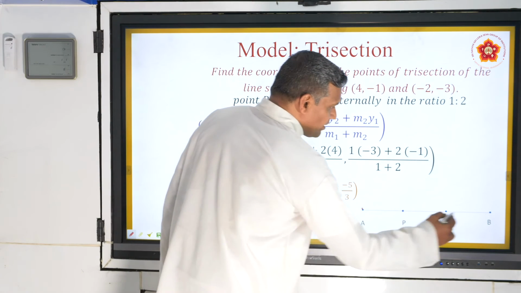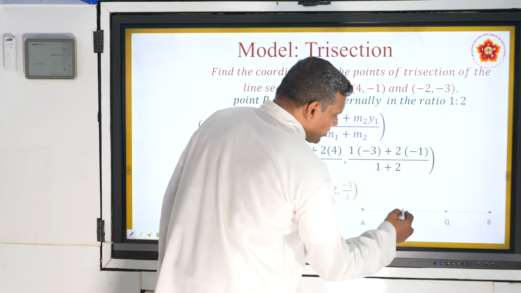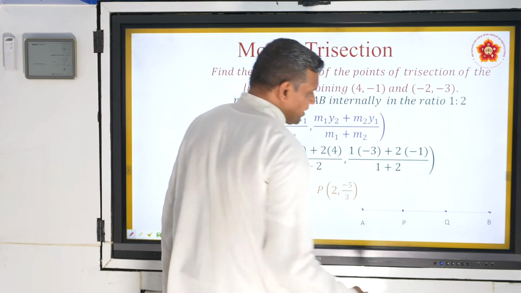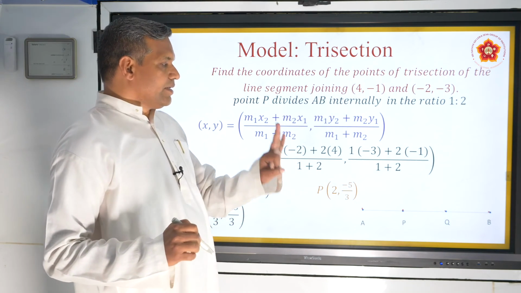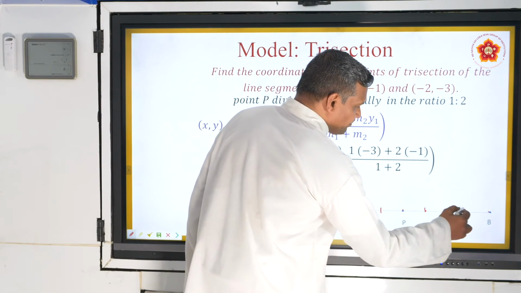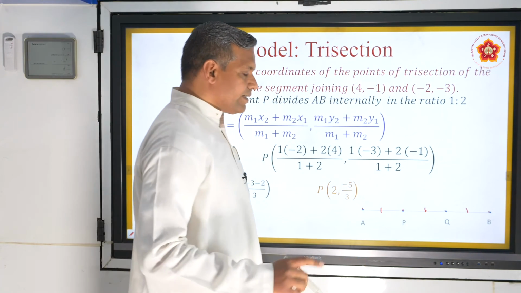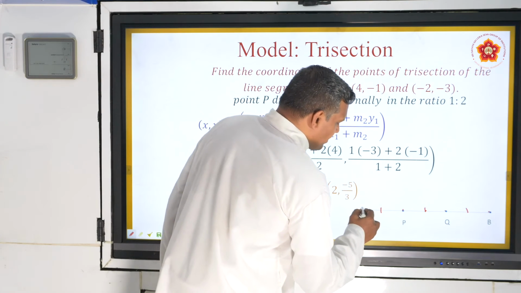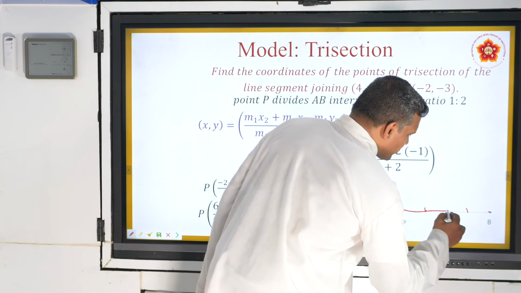Actually, AB is a given line segment and you are going to keep two dots, two points. It got divided into three different parts: first part, second part, third part. So that is the reason it is called trisection. This part is equal to this part is equal to this part.